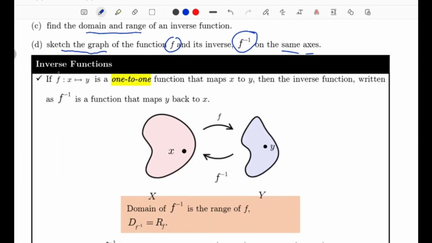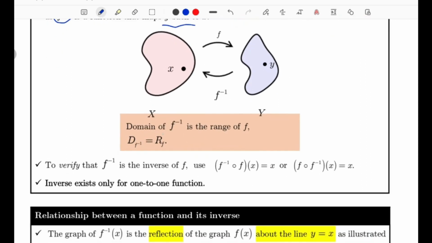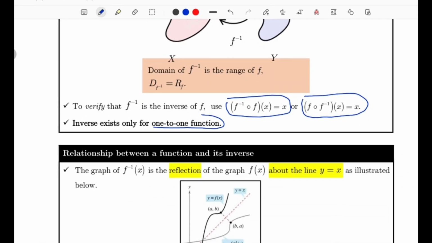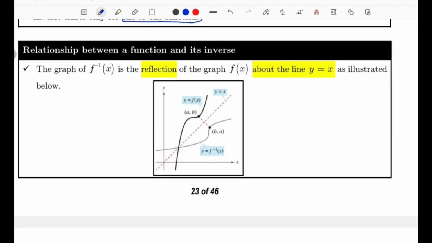Inverse functions. f is a one-to-one function. If f is a one-to-one function that maps x to y, then the inverse function, written as f inverse, f to the power of -1, is a function that maps y back to x. The domain of f inverse is the range of f. To verify that f inverse is the inverse of f, we're going to use this formula or this one. Inverse exists only for one-to-one functions. If the function is not one-to-one, the inverse does not exist.